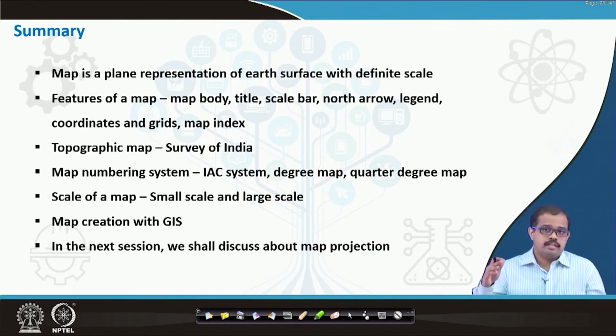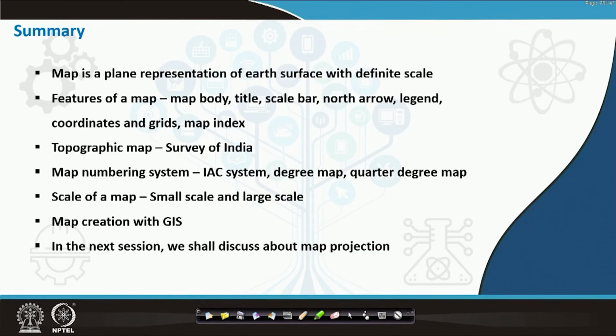In the next class we will end this particular module by discussing what we mean by a projection. We'll look at the different systems of projecting a 3D surface onto a 2D surface, and then look at how we can proceed with that.